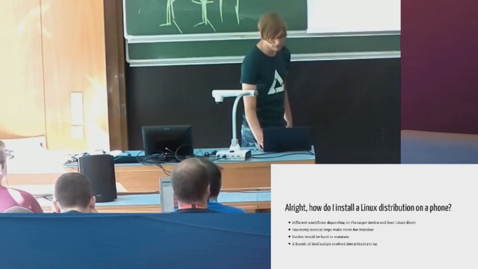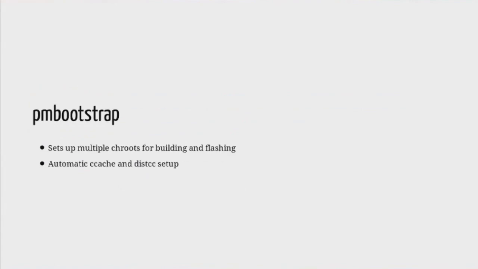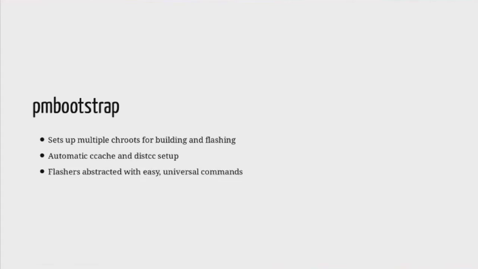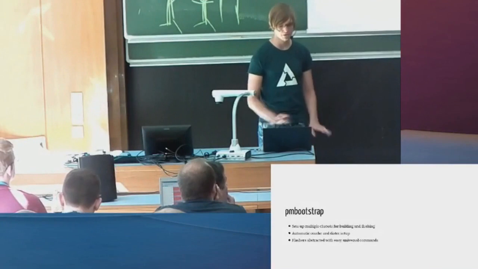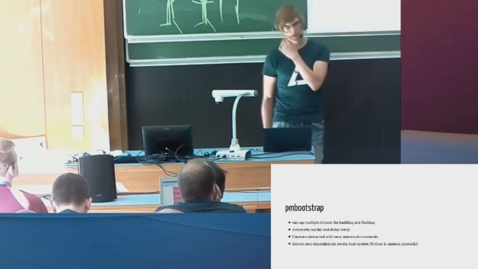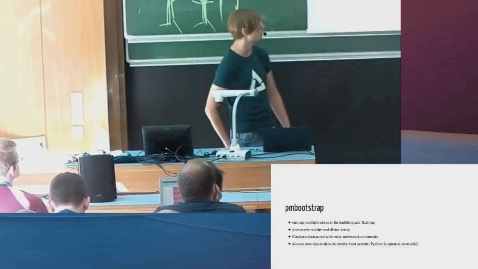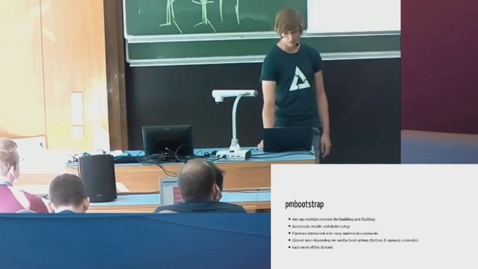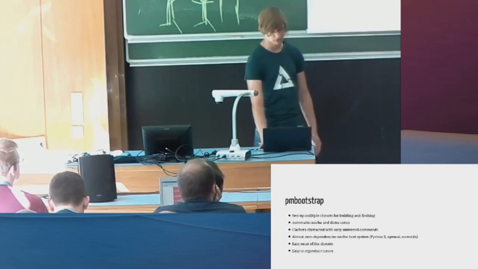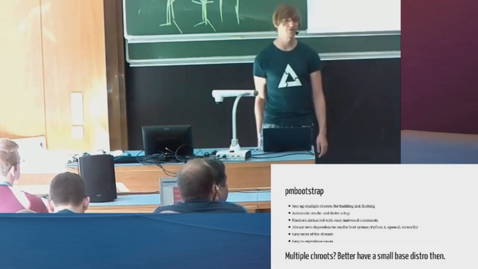So what happened was a bunch of shell scripts were written, and eventually they turned into the Python program pmbootstrap. Now what this program does is set up multiple chroots for building and flashing, and it even uses ccache and distcc, some clever hacks, to make it fast. And the flashing is abstracted with simple commands that work for all the devices. Also, you have almost zero dependencies, so you can just clone it from GitLab and get started. The only things you need are Python 3, OpenSSL, and coreutils, and these are almost always installed in all Linux distributions. And it's also easy to reset these chroots, and of course then you can easily reproduce any issues you might have. So we need a small distribution if we are going to use chroots.